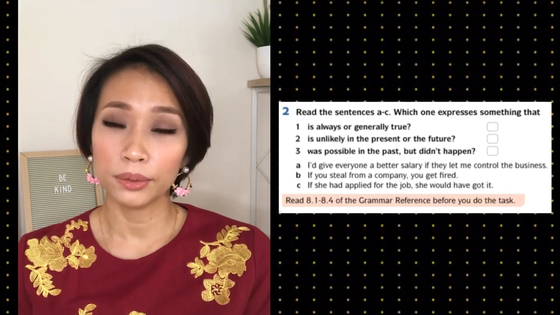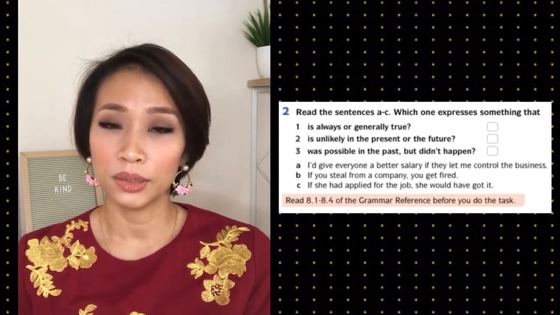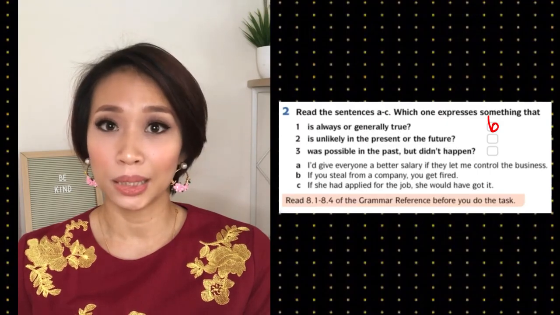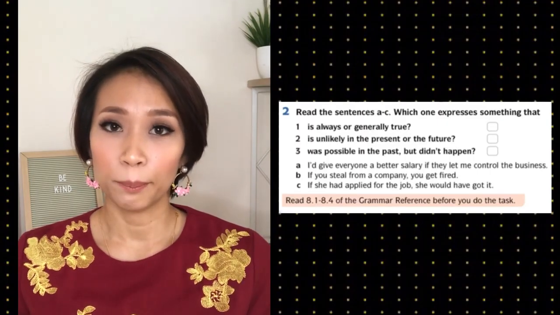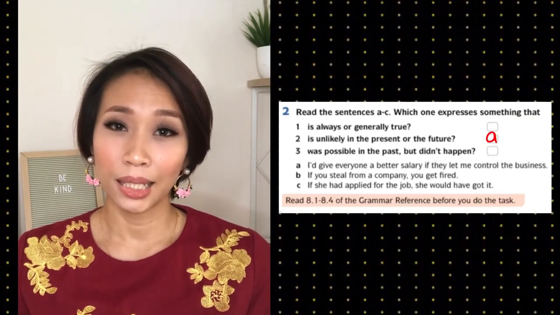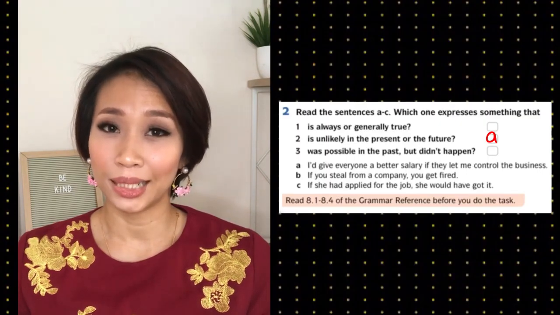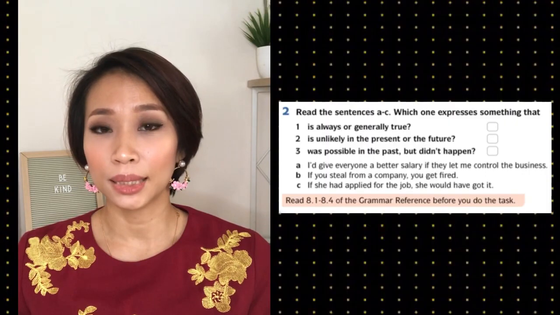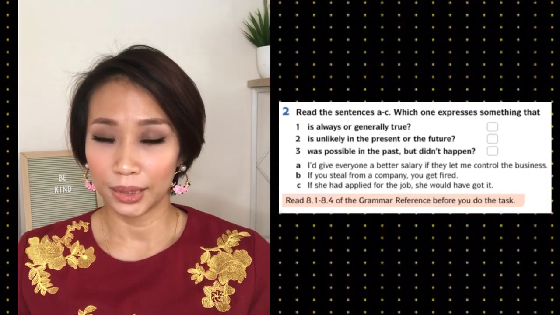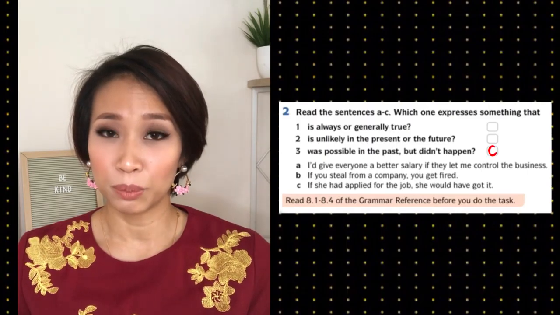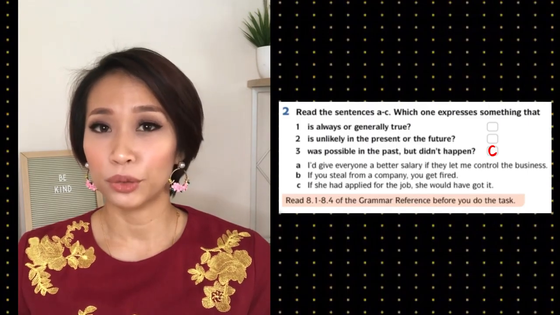So for number 1, untuk benda yang selalunya betul, the answer is B. Jika anda mencuri dari mana-mana syarikat, memang kena pecat. And for number 2, benda yang mustahil berlaku di masa sekarang dan masa depan is A. Saya akan naikkan gaji semua orang jika saya diberi kontrol itu bisnes. Benda ini mustahil berlaku. And for number 3, benda yang boleh berlaku di masa lalu tetapi tidak berlaku, the answer is C. Kalaulah dia ada apply untuk kerja, means benda yang boleh berlaku, dia akan dapat itu kerja.